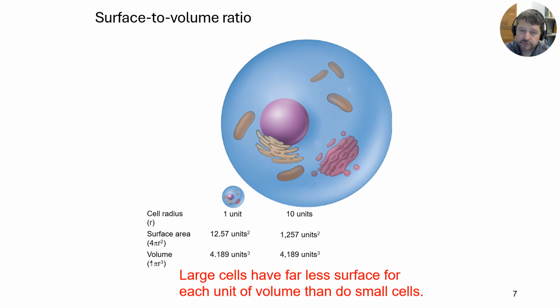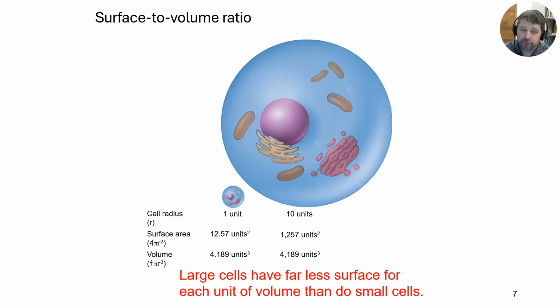Okay, so looking at an example of this, it doesn't matter what the unit is. We could say this is micrometers, it really makes no difference. But let's say you have 1 unit. That's the radius, so going from the center to the edge, it's 1 unit big. This one is 10 times the size. So going from the center to the edge, this is 10 units big.